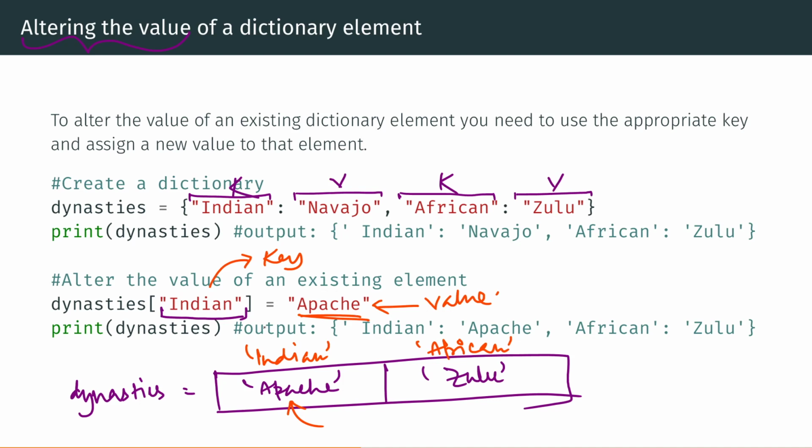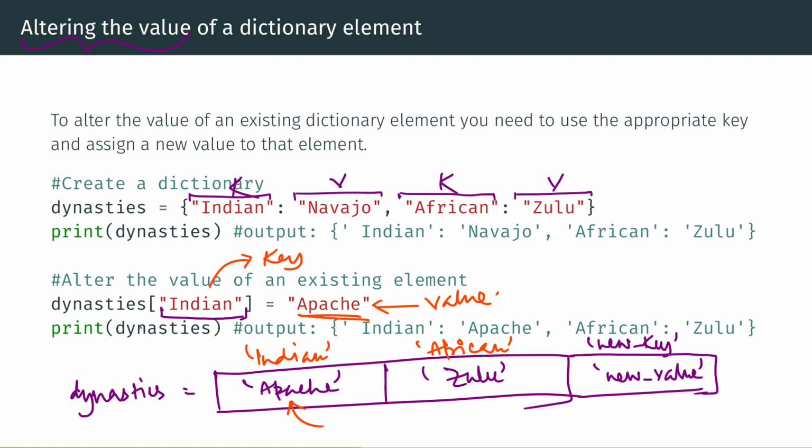The answer is, if the key does not exist and we try to write the statement, it will add another slot with that specified key. Let's say whatever the new key is, I'll just say new key, and then add the new value. So if the key exists, it will change the associated value. If the key does not exist, it will add the new key and the new value.